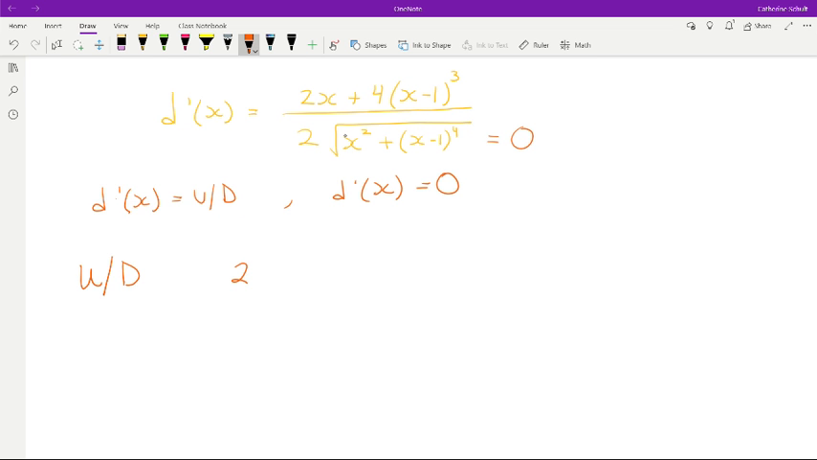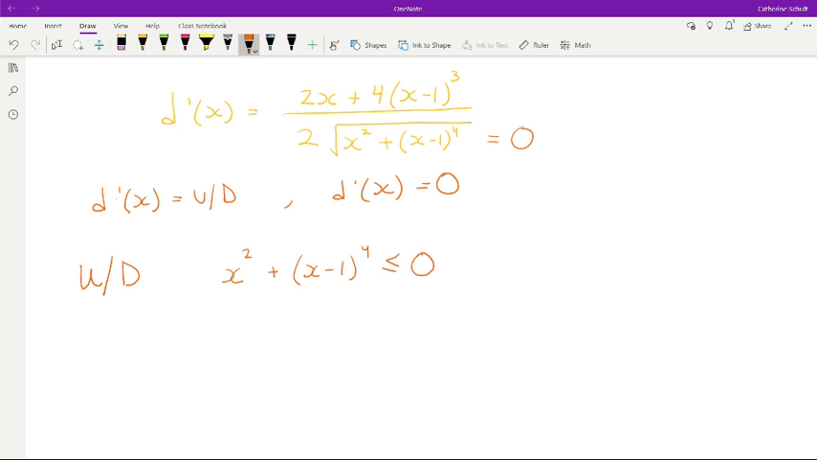And the denominator is 0 when the radicand is 0, so when x squared plus (x minus 1) to the 4th is equal to 0. And not only that, let me take it one notch more. It's less than or equal to 0, because it also can't be negative, right?